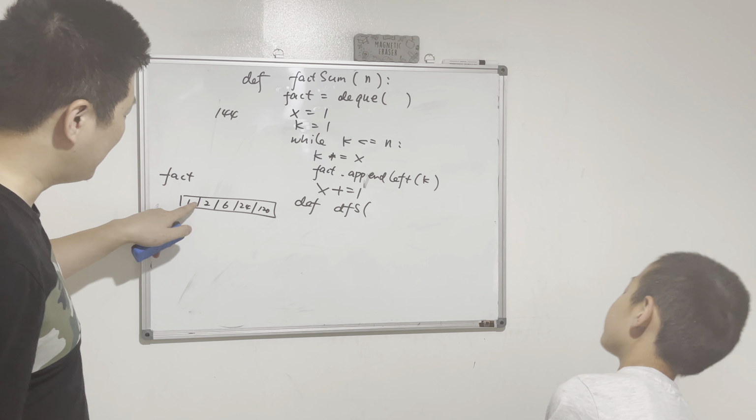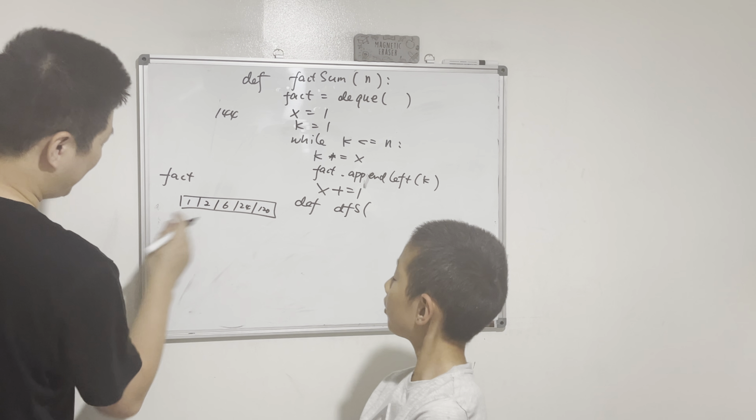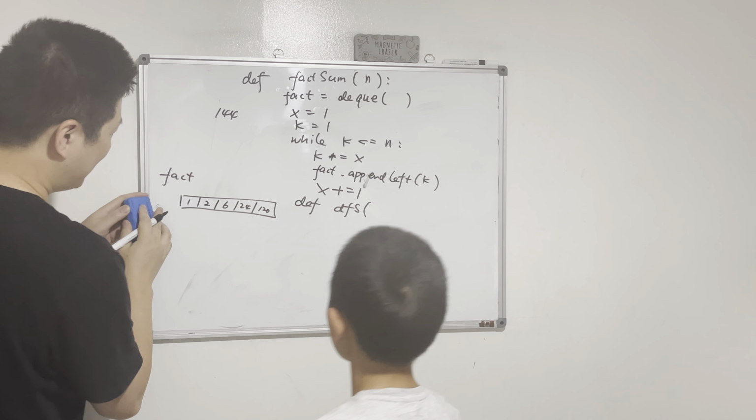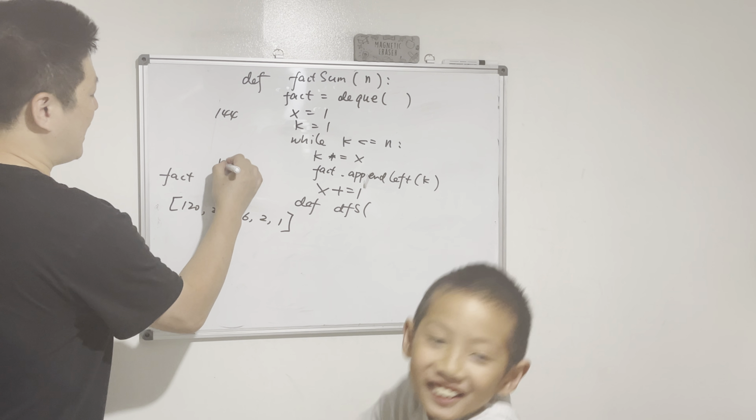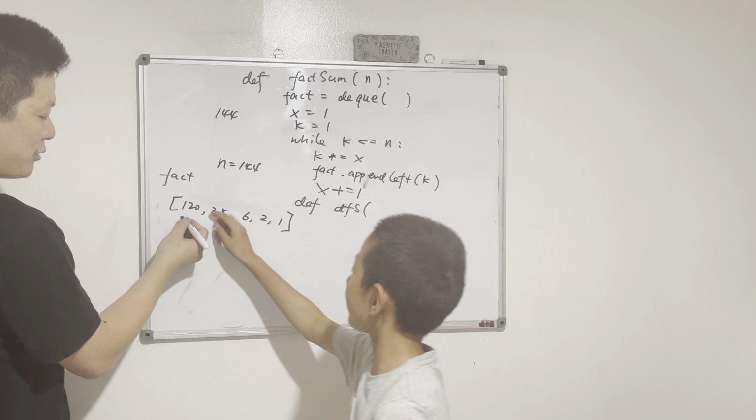Actually it will be the opposite, right? Because we append left, so it will be 120, 24, 6, 2, 1. We didn't need to change 6 because it's in the middle. So, n equals 144, and at the beginning we try.